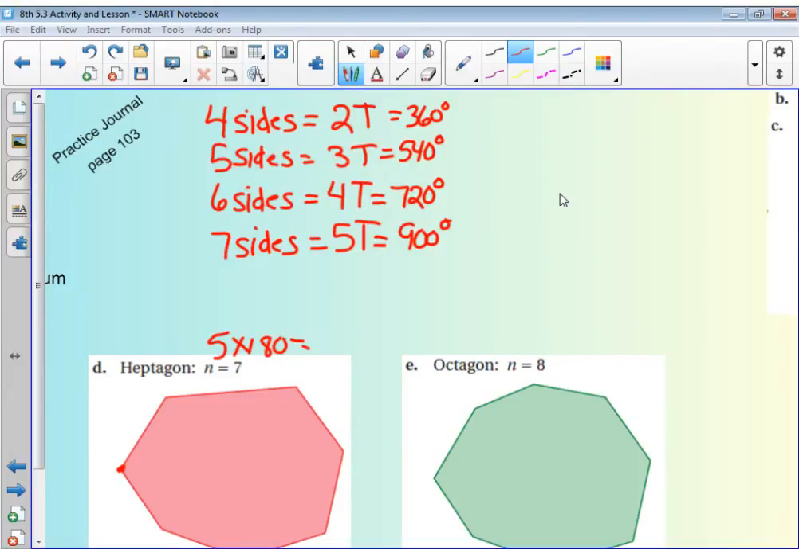And then on letter E, our 8-sided figure, from one of your vertex or vertices, you should have ended up with 6 triangles. And then if I take 6 times the 180, I end up with 1080 degrees. Okay? So that's working off of just one method that you can go through and actually find the sum of the measures of a polygon.